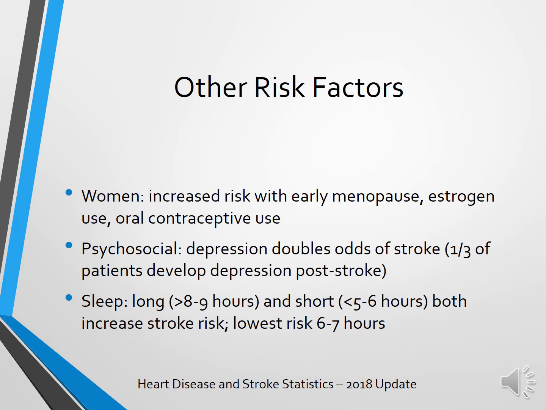Sleep seems to have some risk factors associated, and interestingly enough, sleeping too long or not enough gives you an increased risk of stroke, whereas that middle ground, that 6 to 7 hours, according to the data, is safest. Now, everyone's different. Everyone's sleep requirements are different. I just found this interesting that when you look at group data, 8 to 9 hours and 5 to 6 hours are increased risk of stroke, but that 6 to 7 hours has the lowest risk.